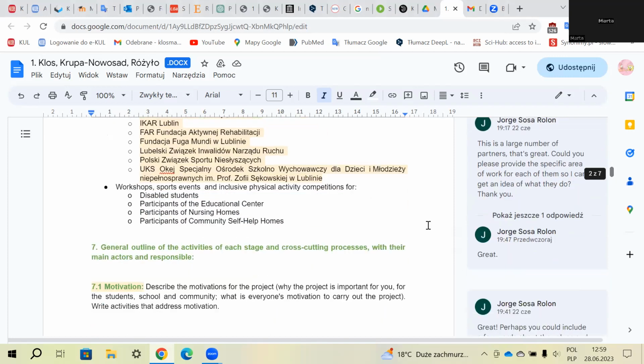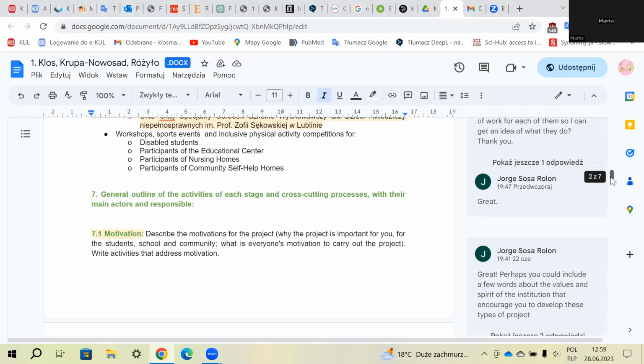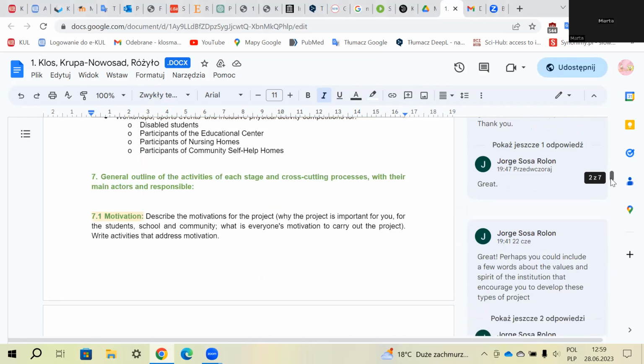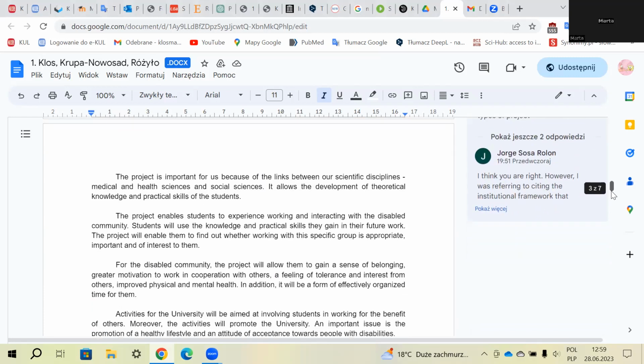And then we have some workshops, sports events, and inclusive physical activity competitions. Of course, disabled students, but not only the students, and some participants from the other groups. Then we have 7, the general outline of the activities of each stage. And just to talk shortly, motivation.